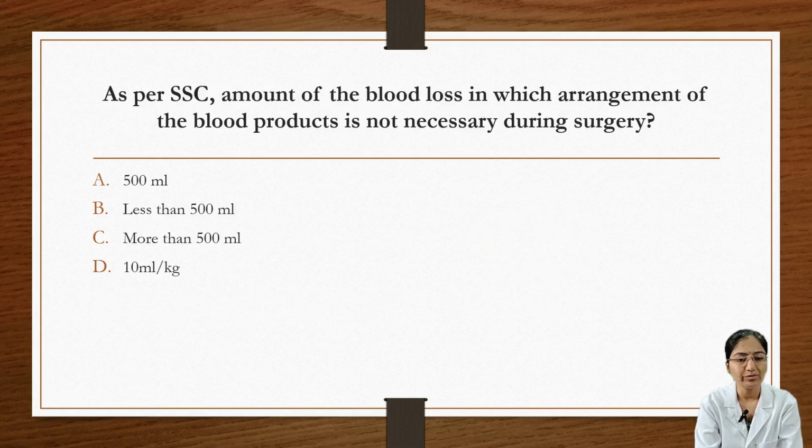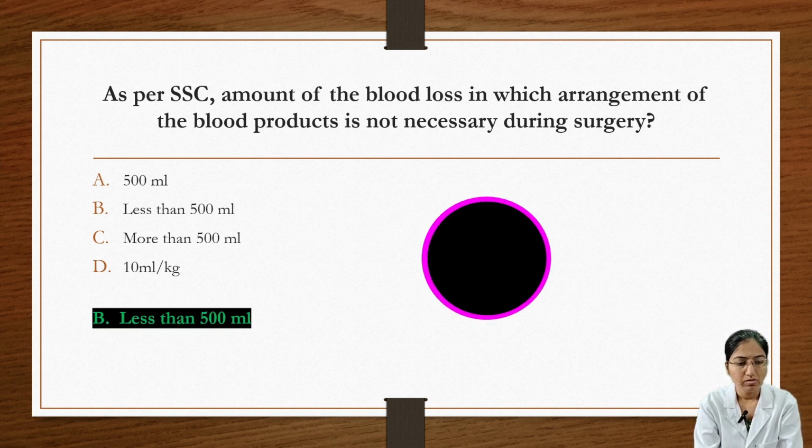Next question. As per SSC, amount of blood loss in which arrangement of the blood products is not necessary during surgery? Options are here. Right option is B. Less than 500 ml.